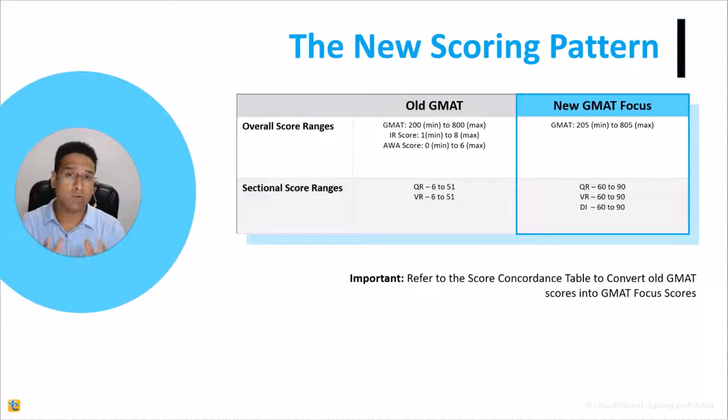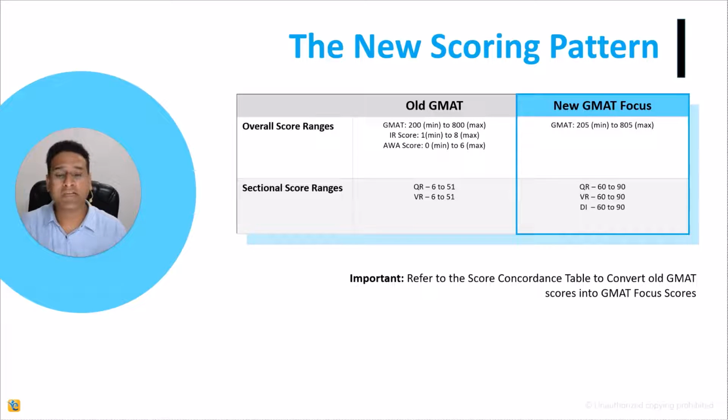Moving forward, if you look at the score ranges of the sections that constitute your 800 or 805 scores, you will see that in the older version of the exam, quant and verbal were scored on a scale of a minimum of 6 to a maximum of 51 with 1 point increments. That means there were 46 scoring levels within each section. However, in the brand new GMAT Focus Edition, the number of scoring levels has been reduced to 31, from a minimum of 60 to a maximum of 90 on each of the sections.